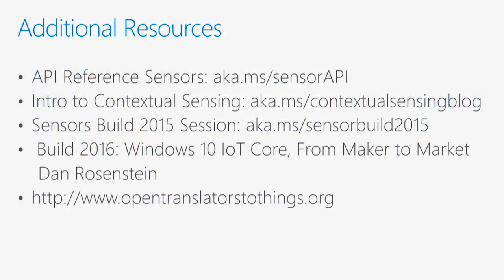So before we end the session, I wanted to talk a little bit about the additional resources that we have. We have MSDN API reference for sensor APIs. I will also post periodic blogs on contextual sensing. You can search contextual sensing and our latest blogs would get returned. You can also go to multiple other Build sessions, check them out on Channel 9. I specifically want to call out one Windows 10 IoT Core session, From Maker to Market by Dan Rosenstein.